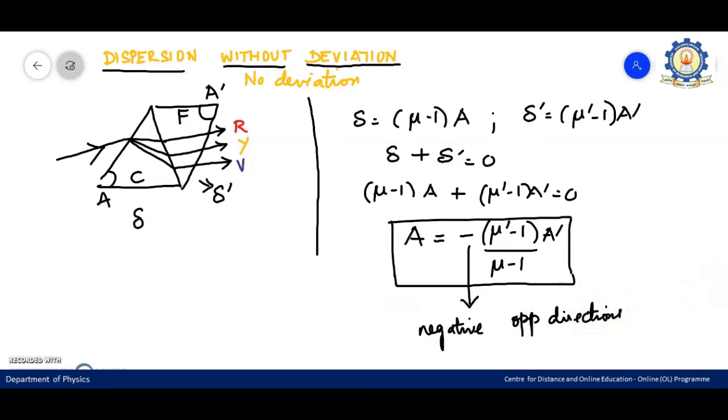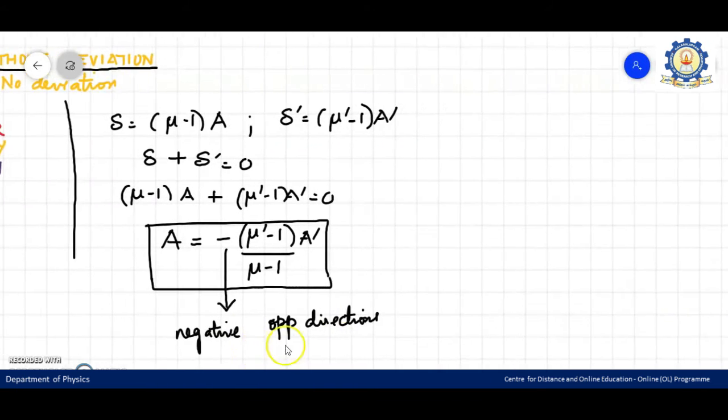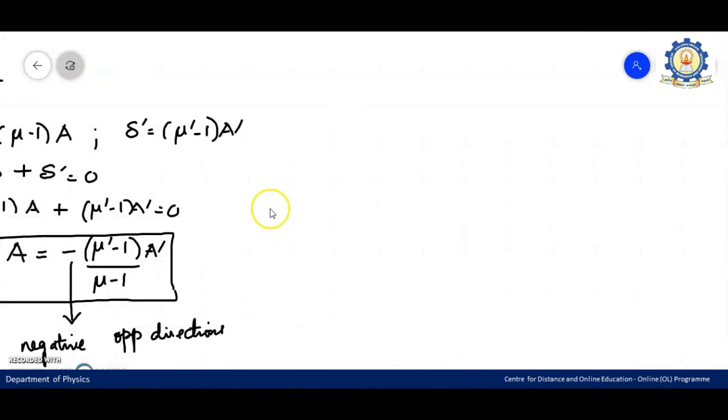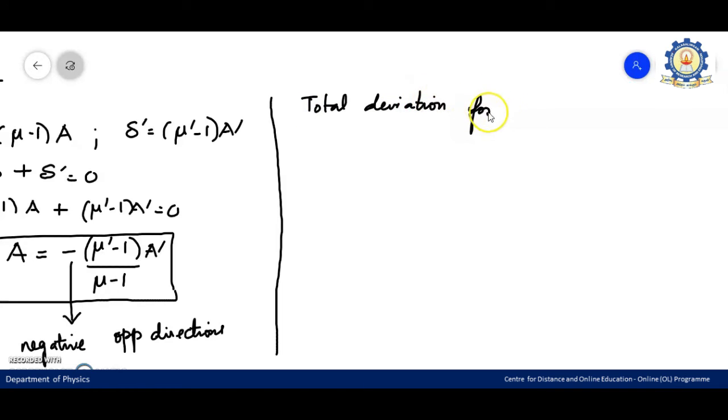Okay, now let us write the total deviation for individual colors. Let me choose the violet color first. So I am going to write total deviation for violet ray. And then we'll write the total deviation for the red ray. Similarly, total deviation for red ray.